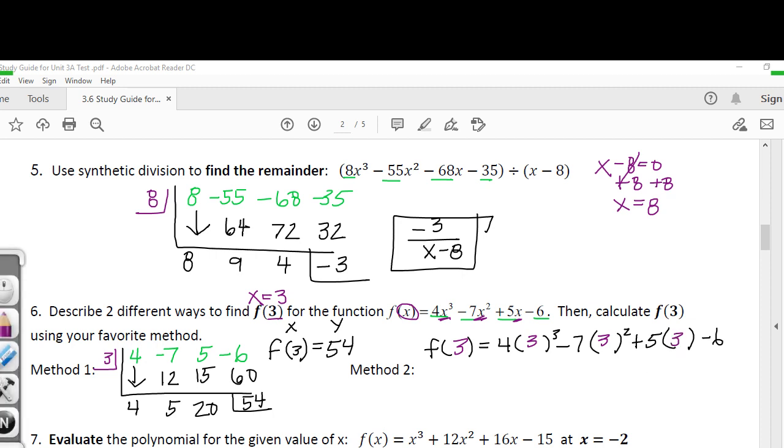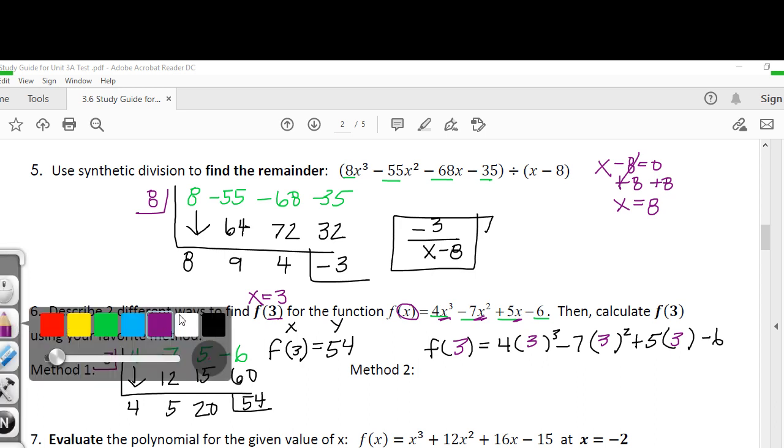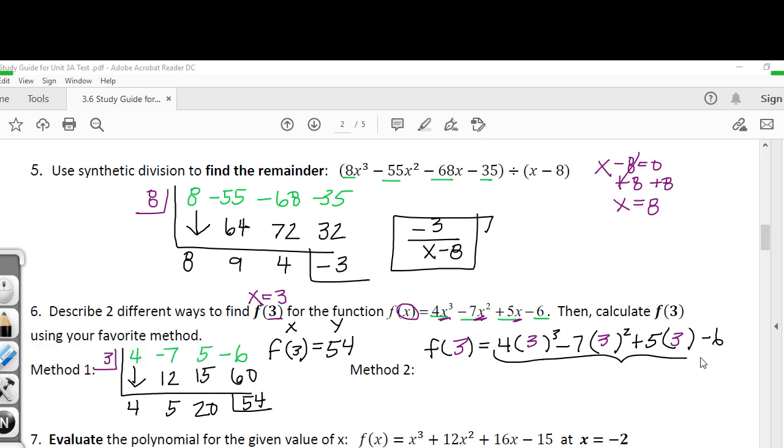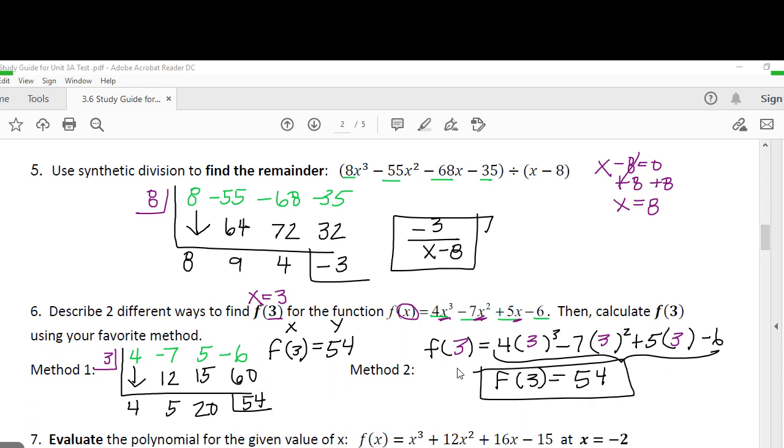If you type that in your calculator, well, which I guess I don't know if I can use, it's not pulling up. Okay, if you type the right side in, so this part into your calculator, you will get 54. And that's going to equal f of 3. So the same answer, either method.